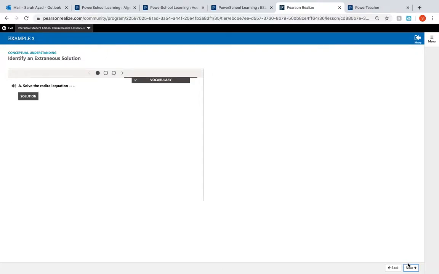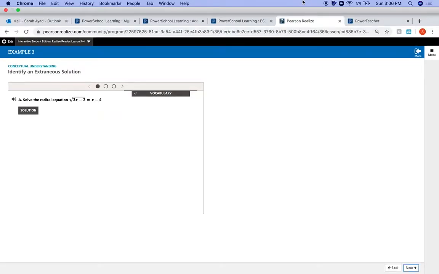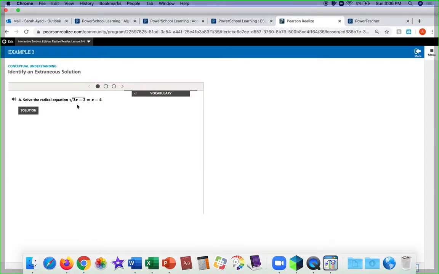All right. So now we see we have the square root of 3x minus 2 equals x minus 4. Now, is the radical already isolated? Meaning, is everything that is inside the square root on one side? Is there anything outside of the square root here? No, the 3x minus 2 is all in that square root. So I'm already ready to square both sides of the equation to get rid of the square root.